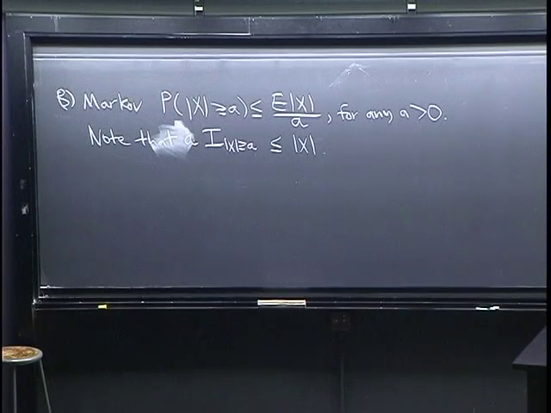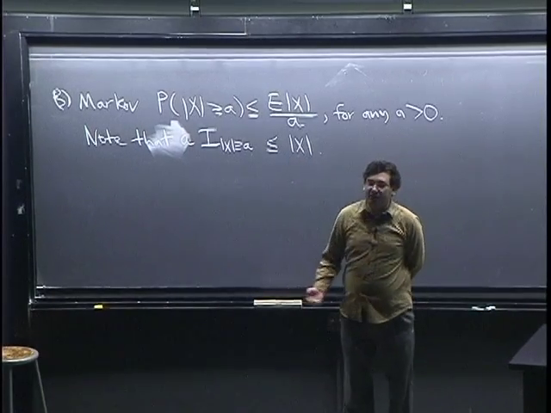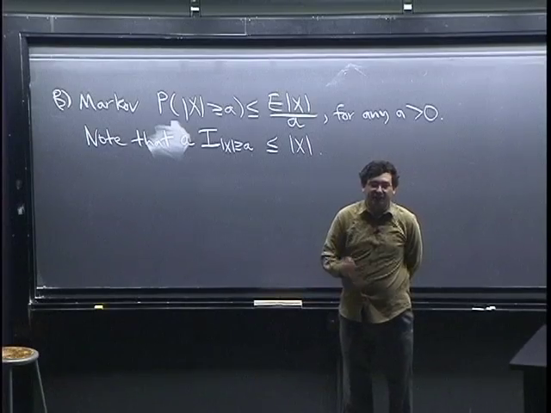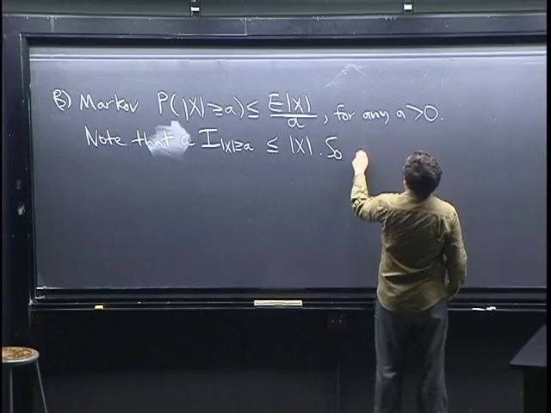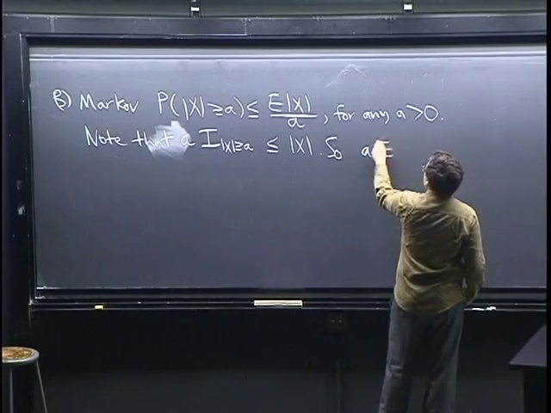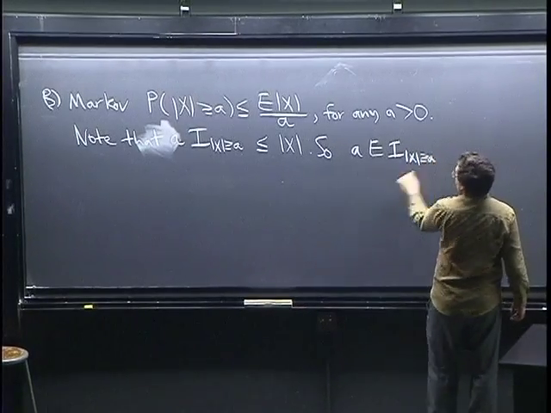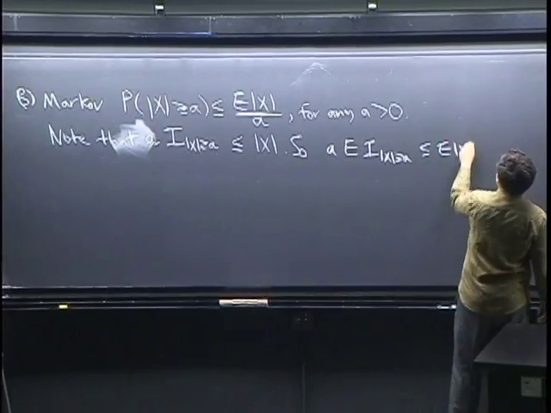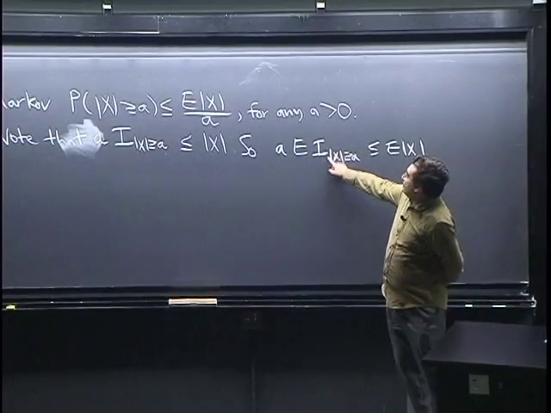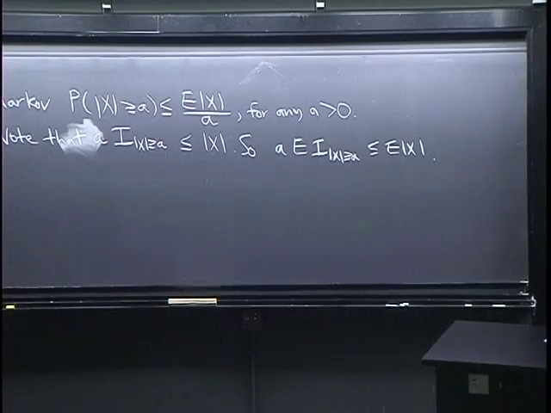Once you recognize that this is less than or equal to this, then Markov's inequality just follows by putting E on both sides. So the expected value of this indicator, taking out the a, which is a constant, is less than or equal to E of X. And by the fundamental bridge, that's the same thing as Markov's inequality. So that proves Markov's inequality.